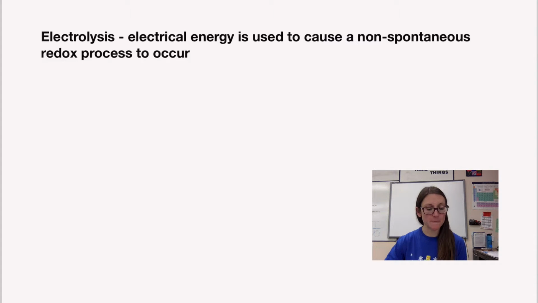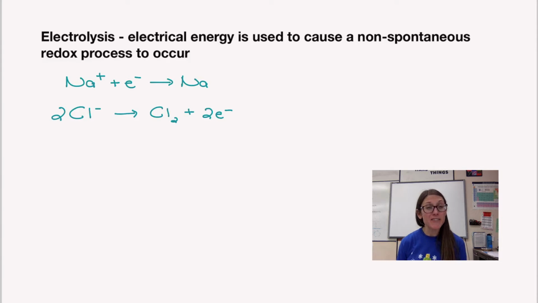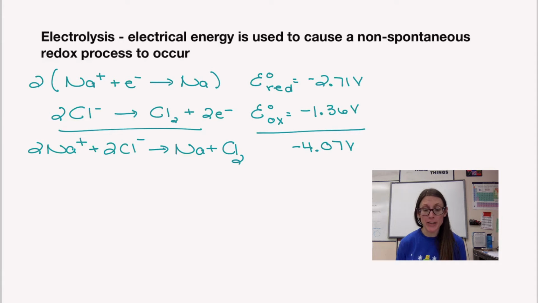In electrolysis, electrical energy is used to cause a non-thermodynamically favorable redox process to occur. So for example, taking salt, sodium chloride, and breaking it down into its elements, sodium and chlorine. In order to do this, the sodium ions have to be reduced, and the chloride ions that are in the salt have to be oxidized. And neither of these processes are thermodynamically favorable. And this means that the overall process is not thermodynamically favorable either.